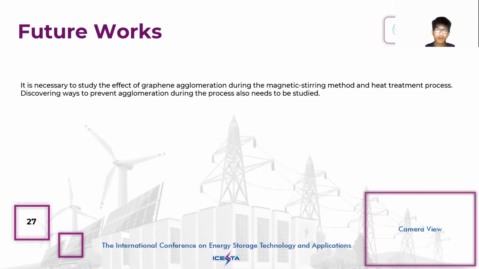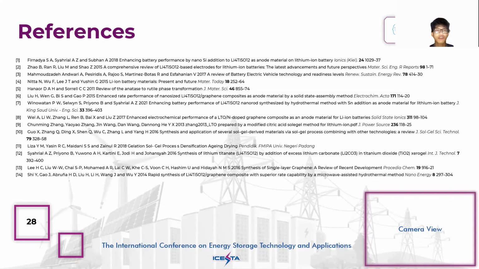As for our future works, we know that it is necessary to study the effect of graphene agglomeration during the magnetic stirring method and heat treatment process. Discovering ways to prevent agglomeration during the process also needs to be studied. Then here are the references.